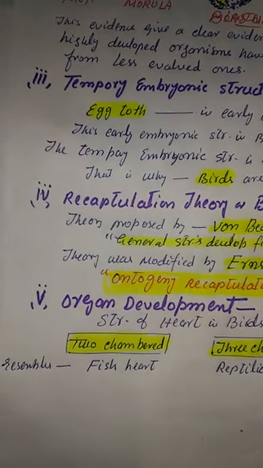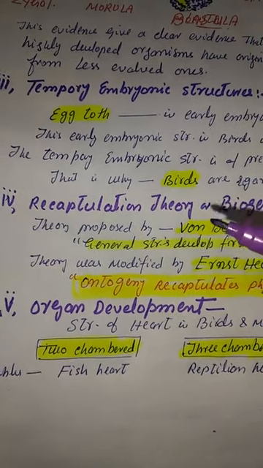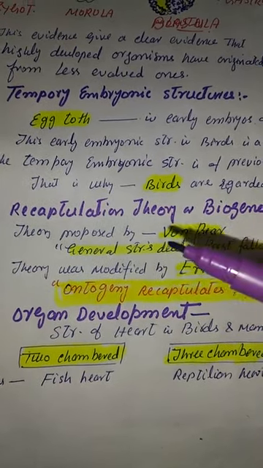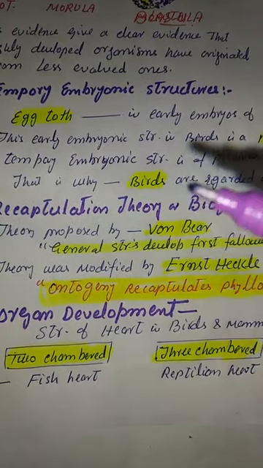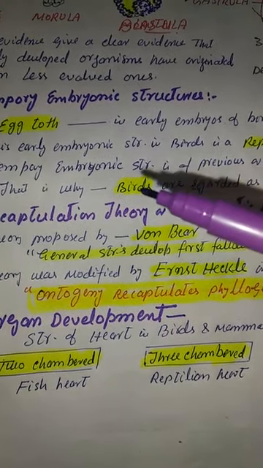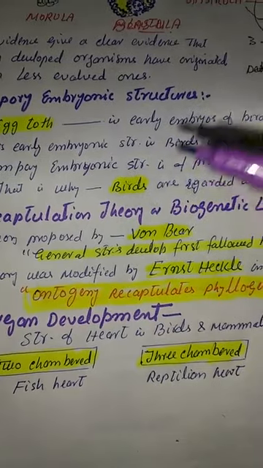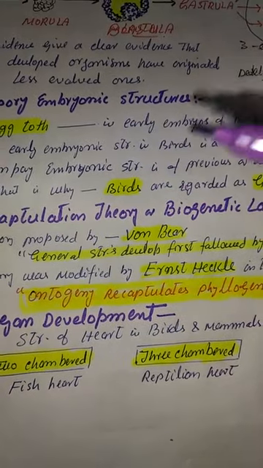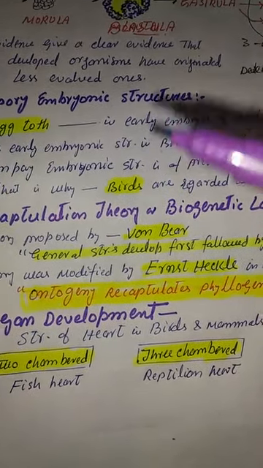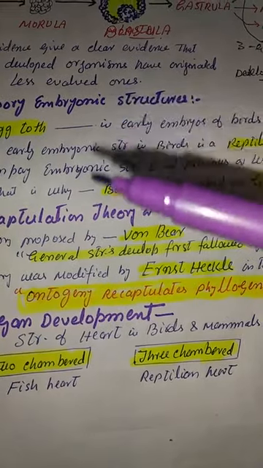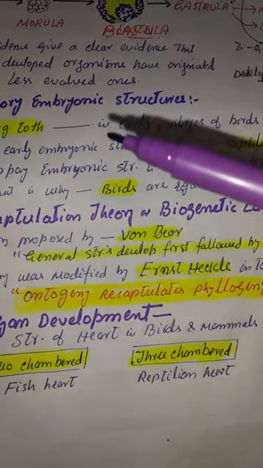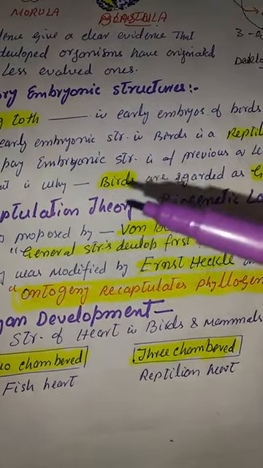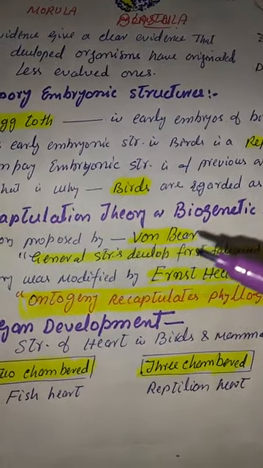The fourth embryological evidence of evolution is the organ development. For example, the structure of heart in case of birds and mammals. When it develops, it does not develop directly as a four-chambered heart, but during its embryonic development, it first slowly develops into a two-chambered heart like that of fish. Then it is converted into a three-chambered heart like that of reptiles, and in the final development it is converted into a four-chambered heart in birds and mammals.